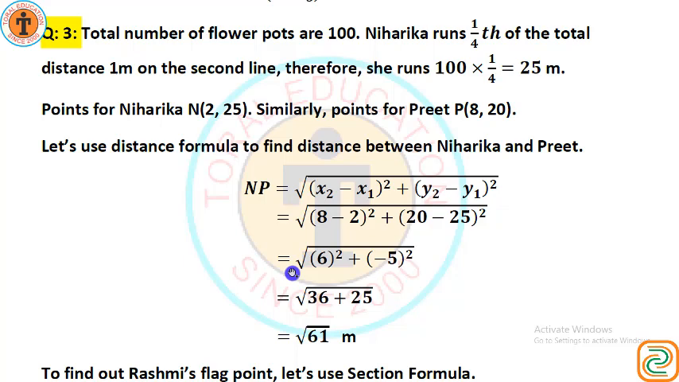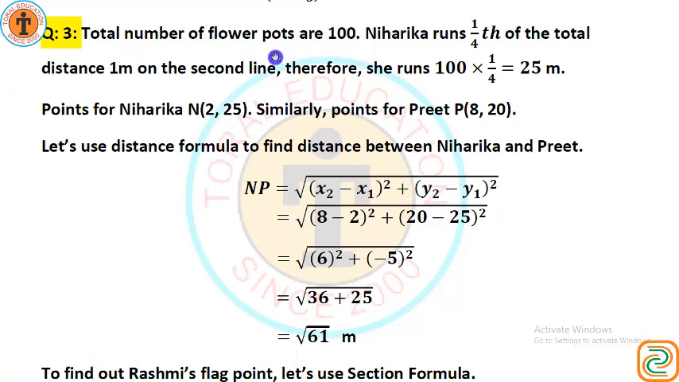Preet runs in the 8th line and he posts at the distance 1/5. 100 into 1/5, that is 20. Now what is the distance between both the flags? That means we have to use distance formula. If Rashmi has to post a blue flag exactly halfway between the line segment joining the two flags, where should she post her flag? So in the second question we have to find out the midpoint of both the lines.